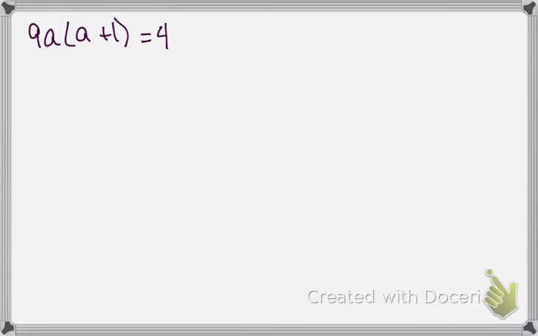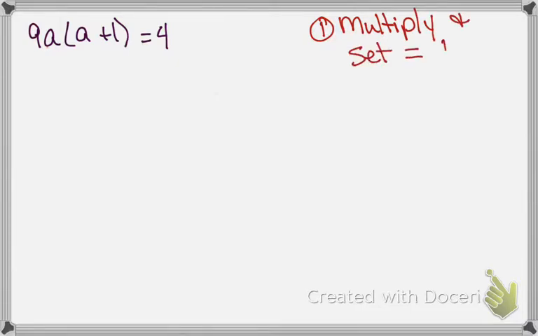Now, tell me about this problem. Students look at this and they're like, ugh. What is the first thing you notice about this problem? I need to distribute. Good. Okay, what's the second thing you notice? It's not equal to 0. Okay? So the first thing I have to do is I do have to distribute. So I am going to multiply and set equal to 0.